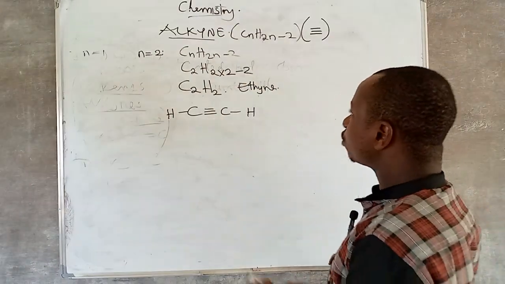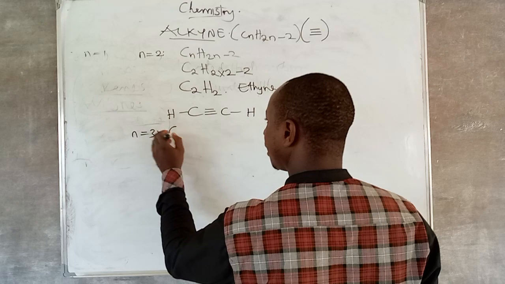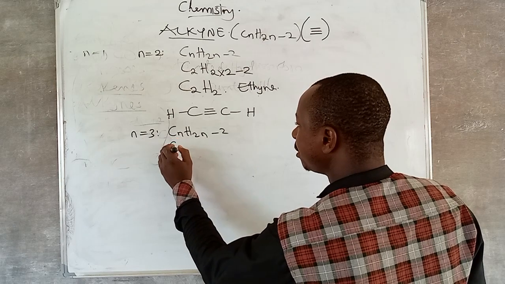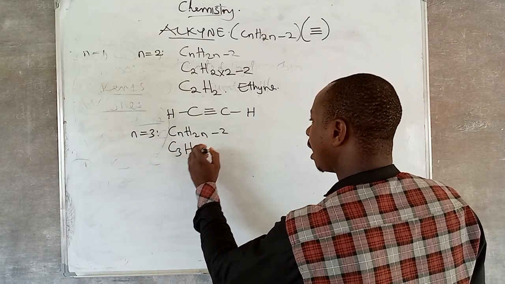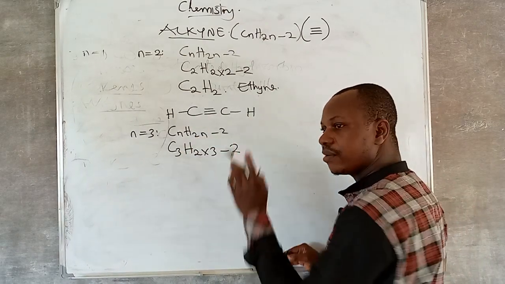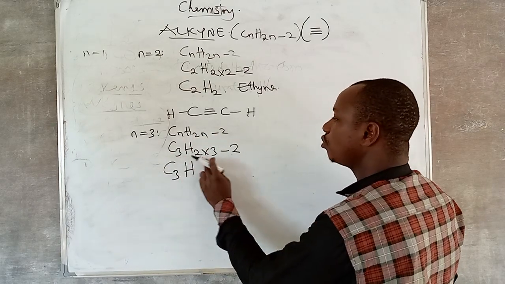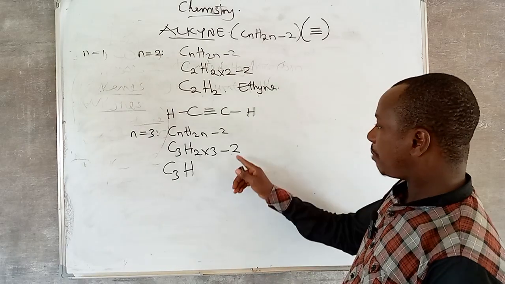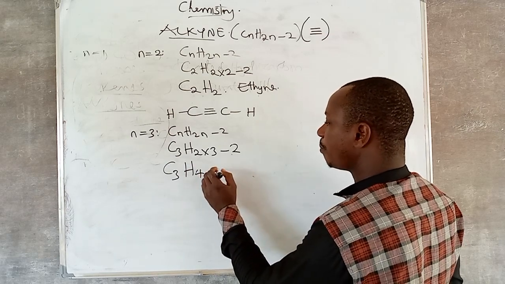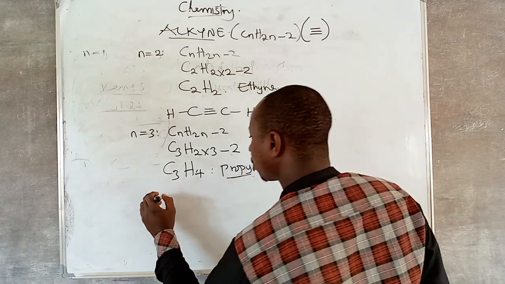This is ethyne. So for the second member, put n equals what? 3. So anywhere you see n in the formula, you put 3. So C3H2 times 3 minus 2. From the general molecular formula, I have substituted n with 3. Look at it very well. So this becomes C3H, 2 times 3 is 6, 6 minus 2 is 4. The name of this compound is propyne. And the structure goes like this.